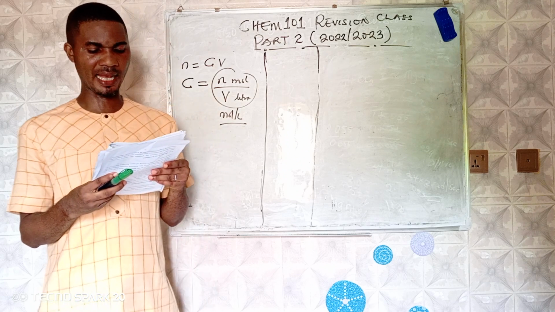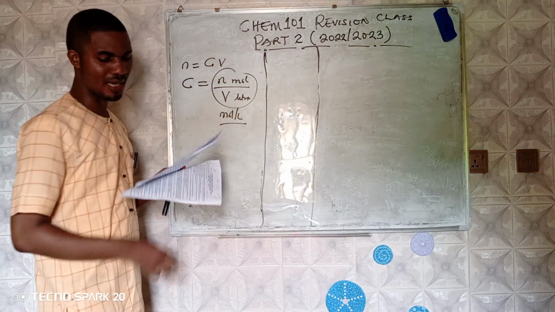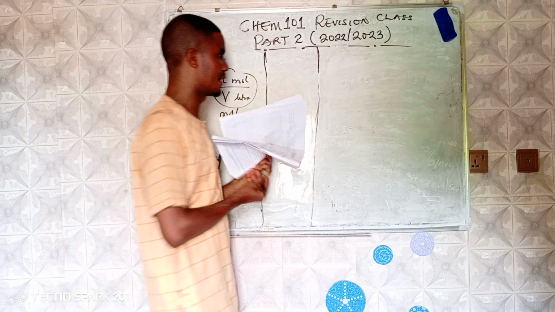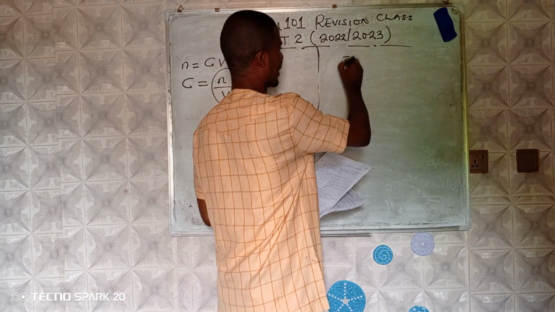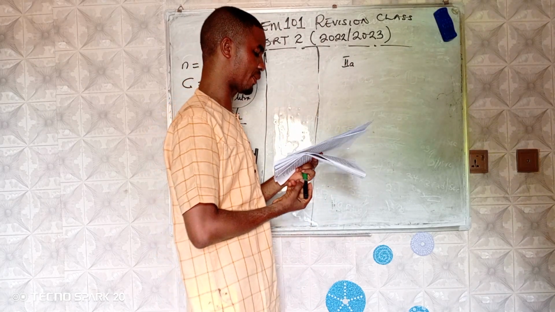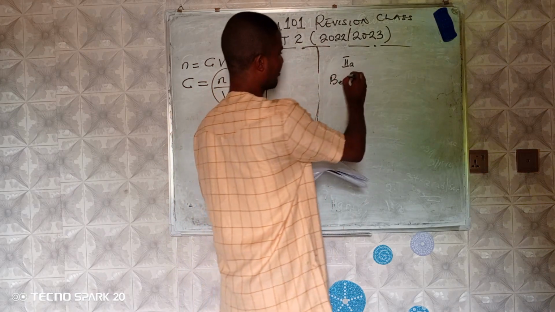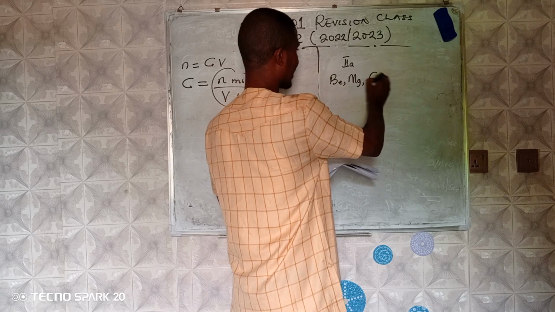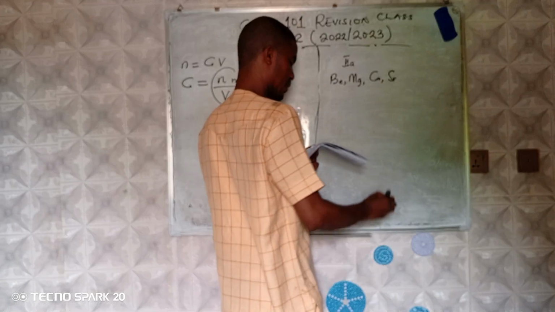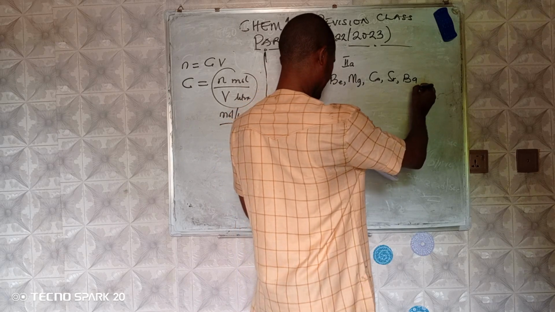alkali earth metals are... Now, one thing you must know about alkali earth metals is that they occupy group 2A in the periodic table. Examples of them are beryllium, magnesium, calcium, strontium, barium, and radium.